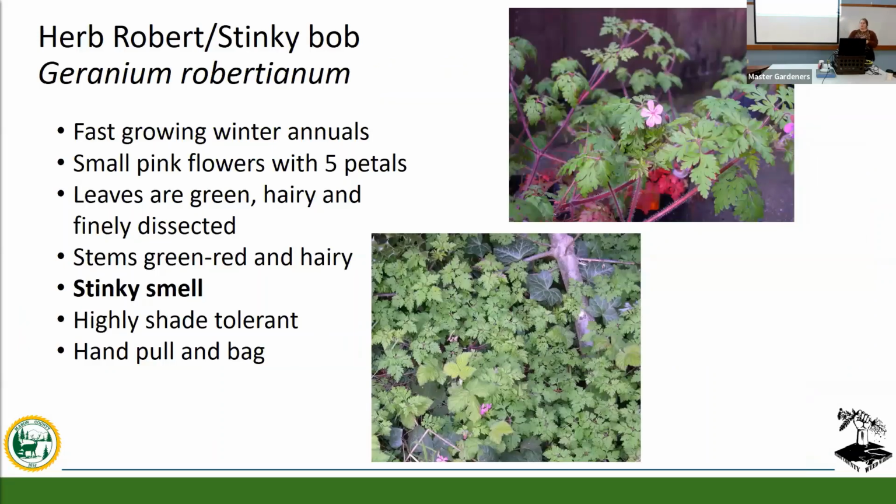Okay, Herb Robert. So we'll just go over this one quick. It's probably one that people are very familiar with. It's a little annual. It has very dissected green leaves. The stems are green to red with age. They get quite hairy. This plant is very shade tolerant, so it invades forest understories.